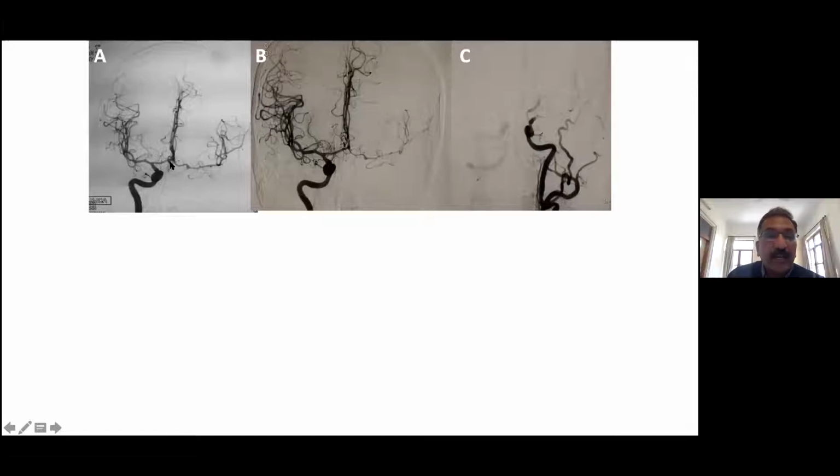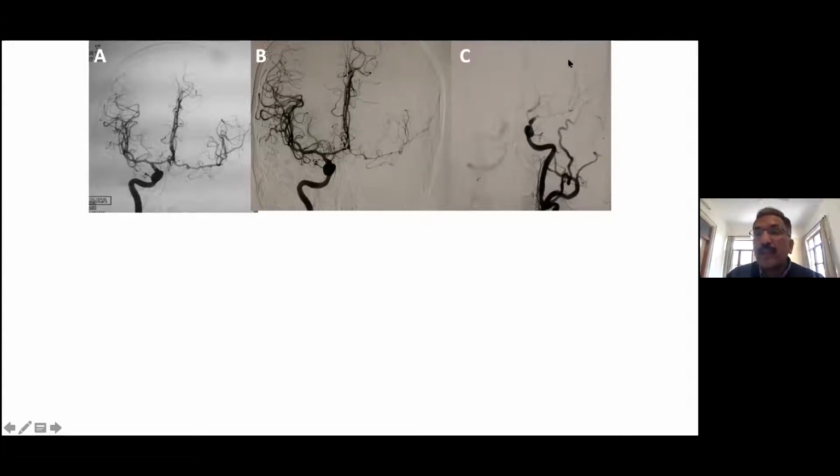And once we did that, the middle cerebral artery opened up and the anterior cerebral artery opened up on this side. But as soon as we brought this patient out, again there was a spasm and the patient developed hemiparesis again. So again, we took the patient into the angiogram suite and put more intra-arterial papaverine.